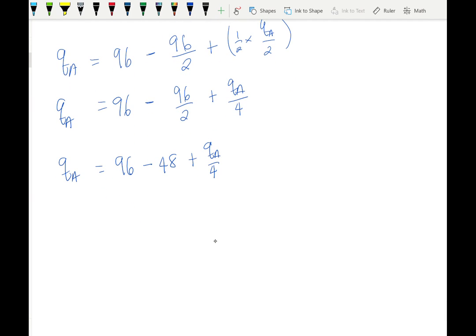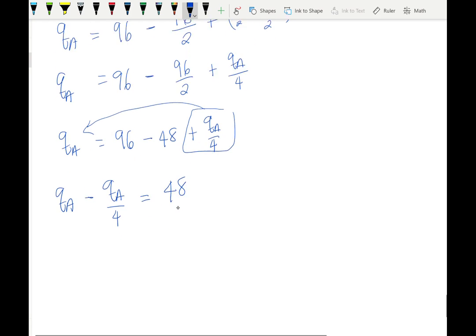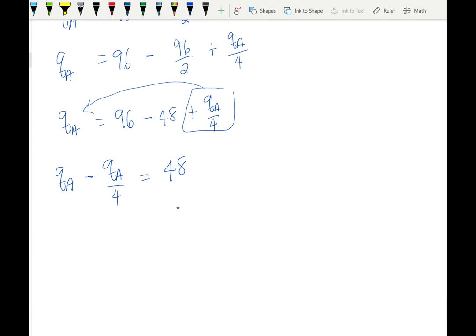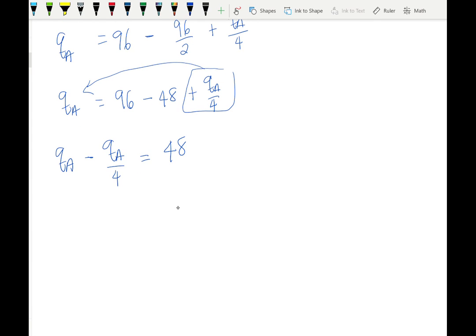We're going to collect like terms, so we're going to take this over to the left-hand side. So we have QA minus QA over 4 is equal to, what is 96 minus 48? 48, because half of 96 is 48. All right, so this will be equal to 3 over 4 QA, because this is basically 4 over 4 and this is 1 over 4, and 4 minus 1 is 3. QA, which is equal to 48.